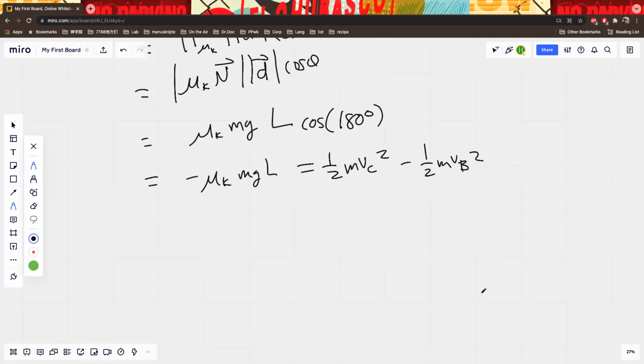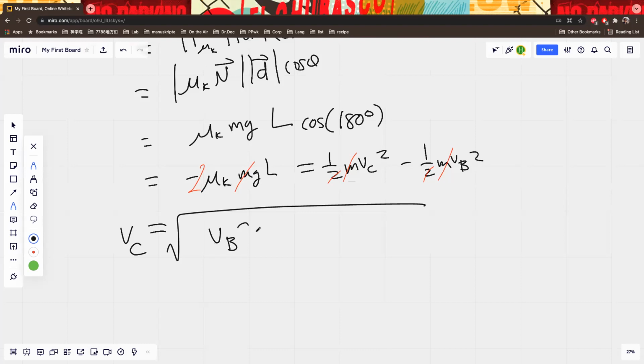All right, so then the masses cancel out. That's nice. We can multiply everything by 2 to get rid of the halves. So then what do we get? We have VC squared equals, so VC equals the square root of a bunch of stuff. We're going to have VB squared plus 2 mu K GL.